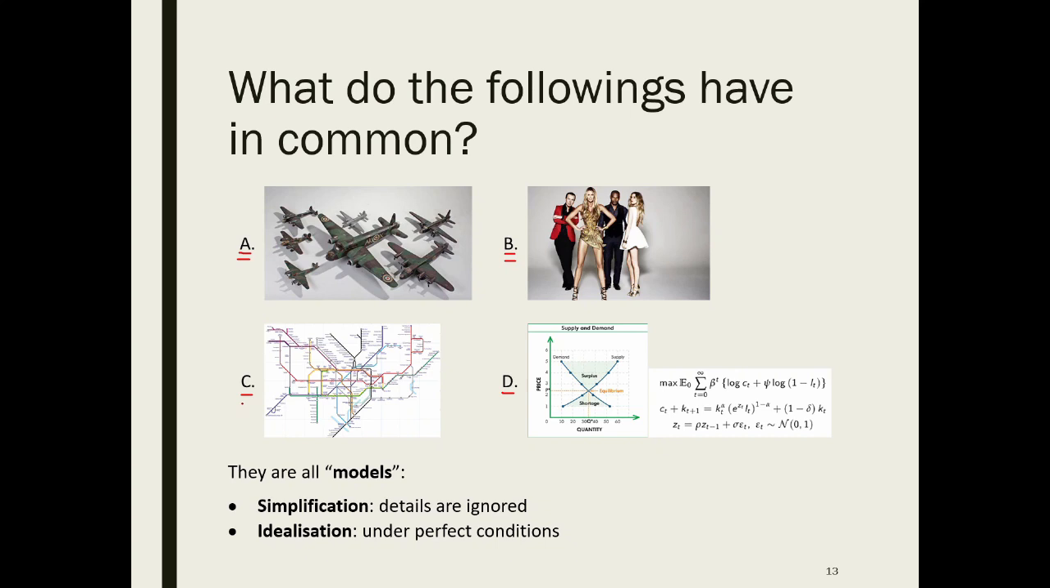You may ask, well, if models are not realistic, what is the point then? This leads to the third feature of models. They must be informative. Quoting a famous statistician, George Box, all models are wrong, but some are useful. Take figure C as example. The map of London Underground.